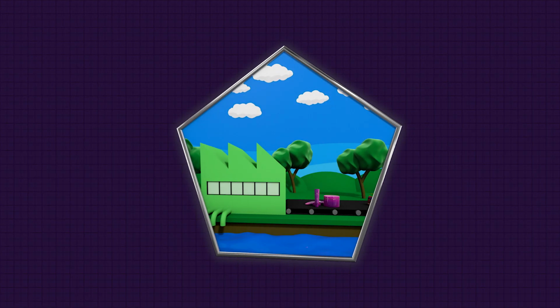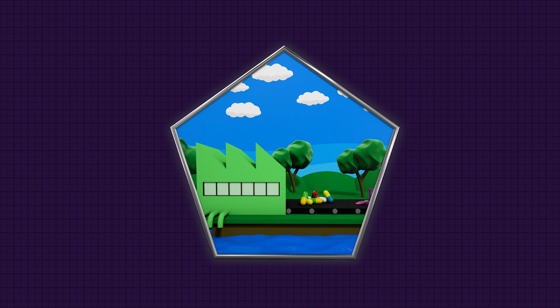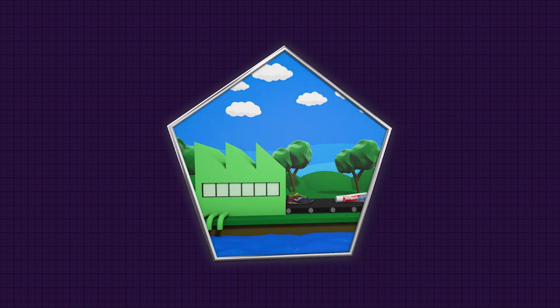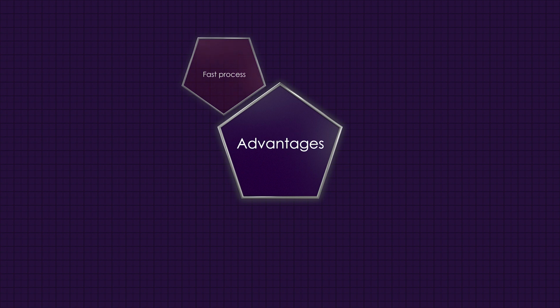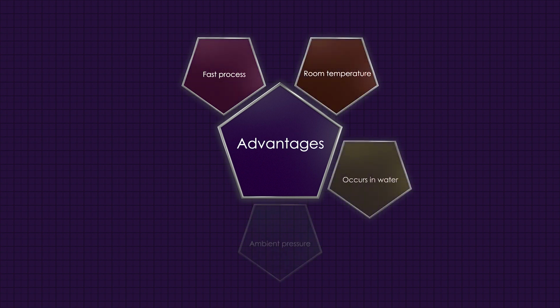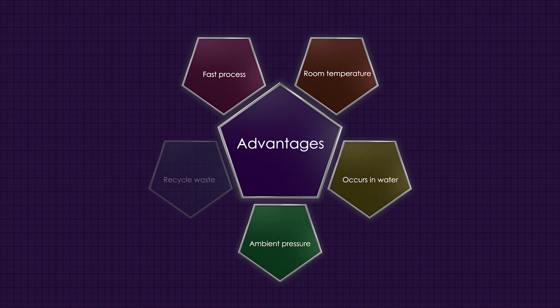So what we have seen so far is the discovery and implementation of a green or sustainable manufacturing method for nanomaterials. This method offers significant advantages: it is a really fast process, it occurs at room temperature, in water, and at ambient pressure, so it does not require high or low pressures. And the unreacted material has the potential to be recycled. That includes the feedstock and also the organic additives.